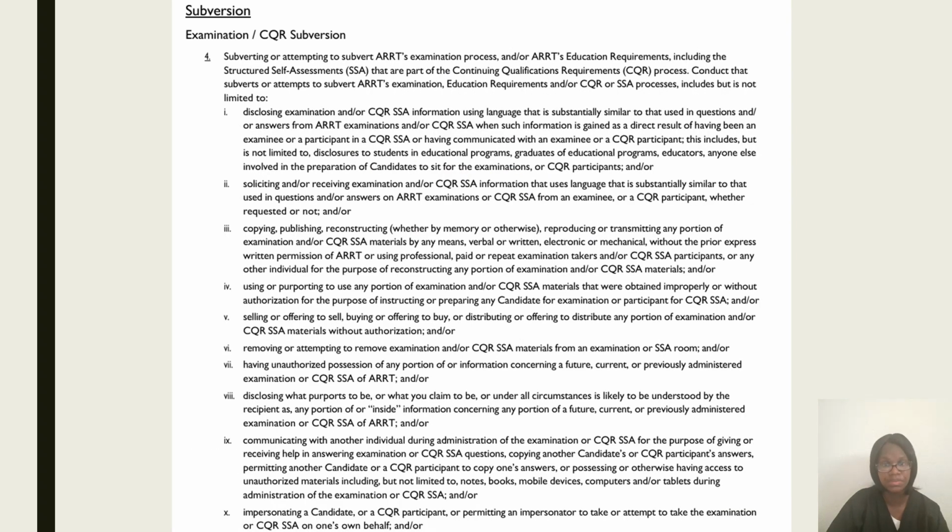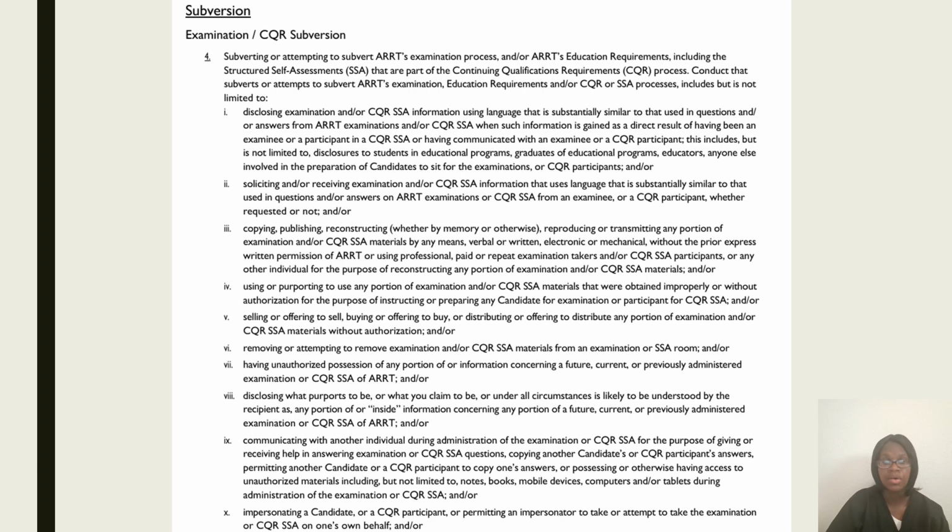Now for the subversion, pretty much in a nutshell for this one, do not repeat what is on the ARRT exam. Do not share with anyone what is on the exam. Do not tell them what questions will be asked. Do not give them any material. Do not copy any material from the ARRT registry. Do not copy, publish, or rewrite what was asked on the exam, because this will make your license get taken away. Because when we are taking these registries, we're taking them as we know the information that's on there.